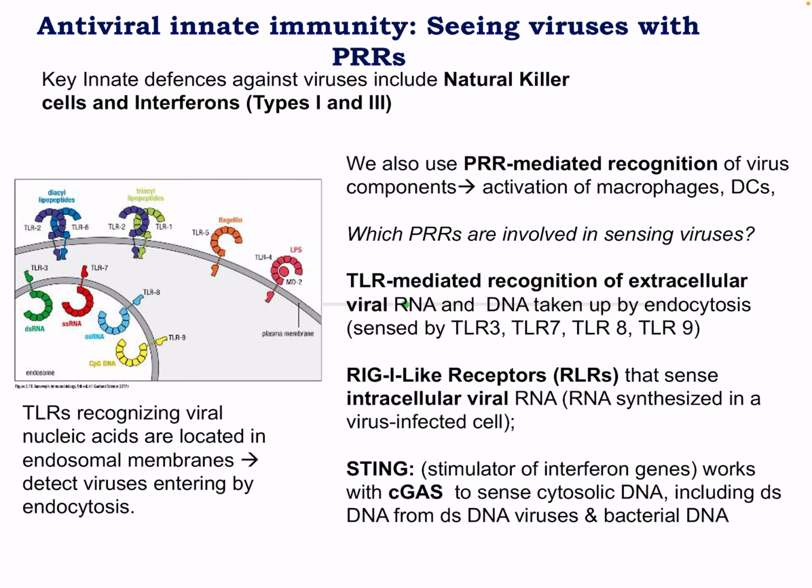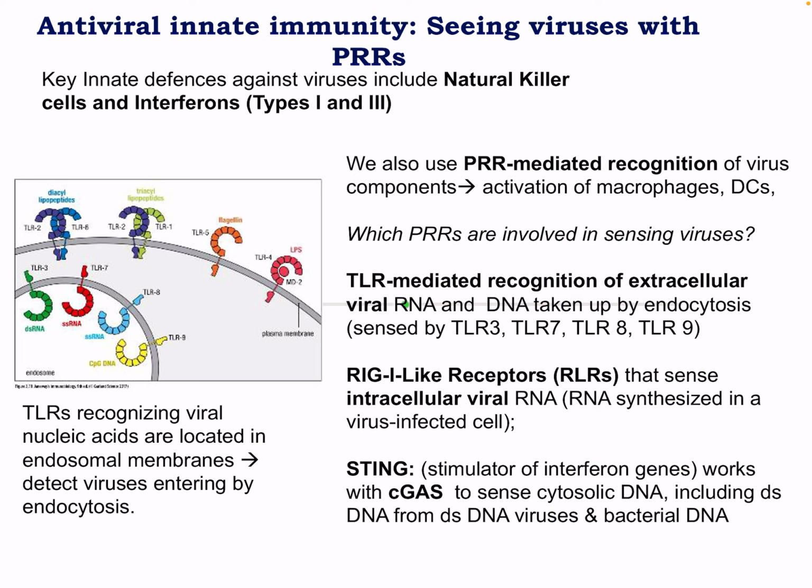So, also important to keep in mind is how do we see the virus. So we also have PRRs. PRRs are key innate defenses against viruses, which include NK cells and interferons. We also use PRR-mediated recognition of virus components, which causes the activation of macrophages and dendritic cells. So how are PRRs involved in sensing viruses?